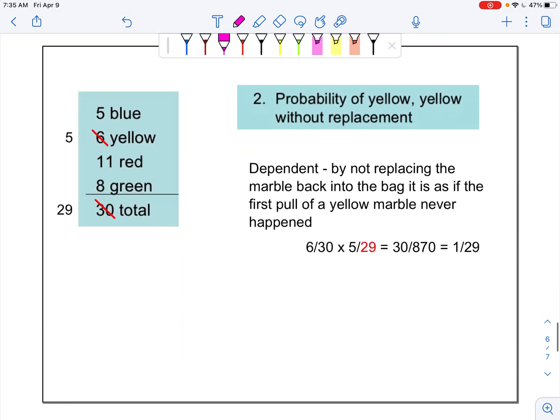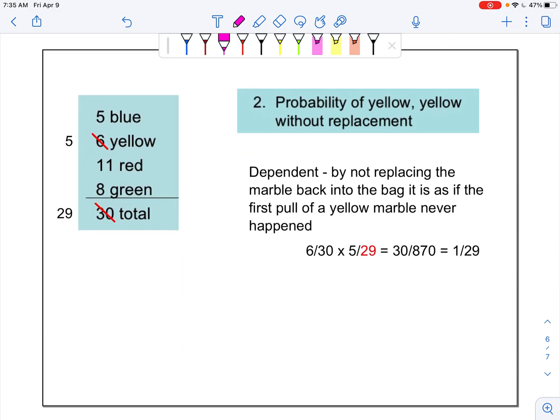So now let's look at it without replacement. So we have that same bag of marbles. We're doing the yellow and the yellow, but without replacement. So the first one is that 6 out of 30. But then by not replacing the yellow, I no longer have 6 yellow, now I have 5 yellow, and I no longer have 30 marbles total, I have 29 marbles total. So that's where this 5/29 comes from. So you can see the second probability has been affected by what happened with the first one.